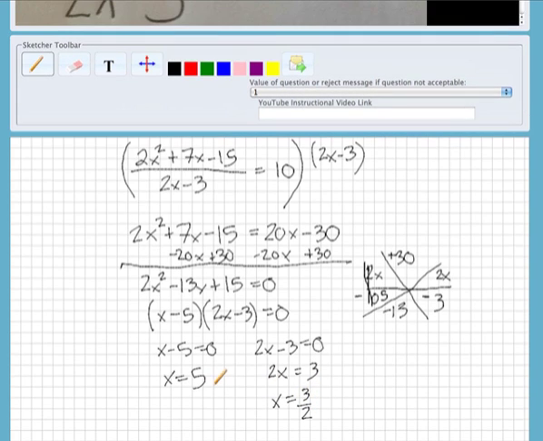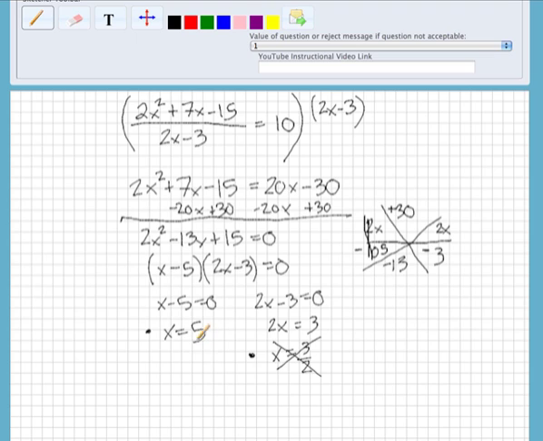Okay, so we need to check to see if both these answers are going to work. So we have this answer here, this answer here. With 5, as long as we don't get a denominator of 0, it's going to work. So if I plug in 3 halves for x right here, 2 times 3 halves is 3, minus 3 is 0. We can't have a 0 on the bottom of a fraction. So this is what's called an extraneous solution, 3 halves. That's kind of like a fake solution. It actually doesn't work. But we're left with 5, which will work if you plug it in.